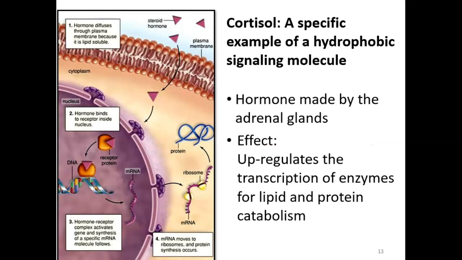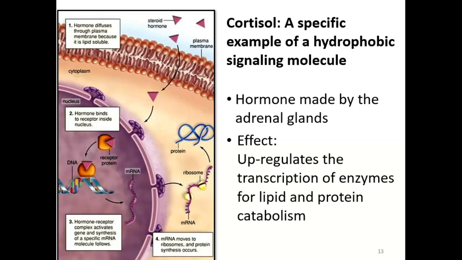Cortisol works this way. It's a hydrophobic ligand. It's also considered a hormone because it travels to the target cells by the bloodstream. It's made in the adrenal gland and then travels through the blood to many target cells. The target cell that I chose here is skeletal muscle cells and fat cells. Its effect most often is to cause the synthesis of enzymes that break down lipids or proteins.